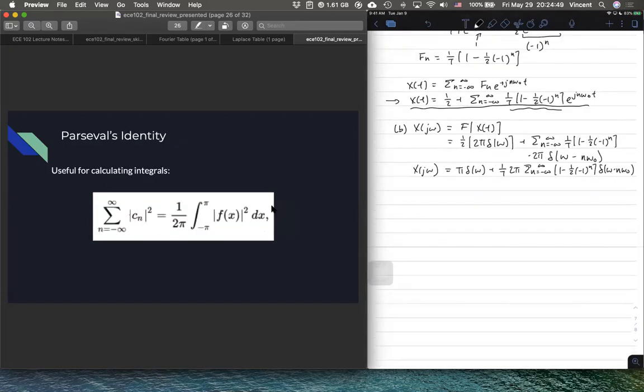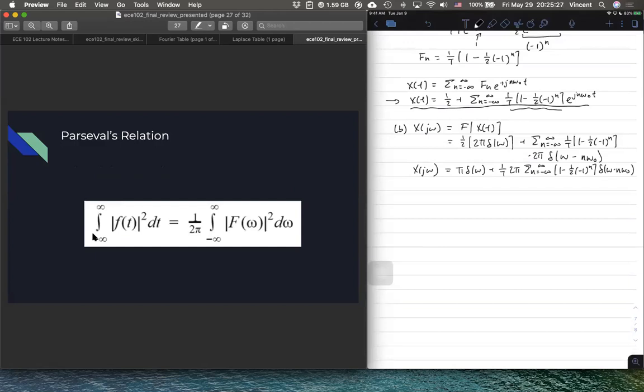So another thing you guys learned, Parseval's identity. This is useful for calculating complicated integrals. So if I asked you to compute the energy of a signal, that would be the right hand side, right? You compute the integral of the magnitude squared. An easy way to do that is by computing the sum of all the Fourier coefficients squared. Because sometimes it's not feasible to compute this. So if you break it down to the Fourier series expansion, then you can compute this energy a little easier.